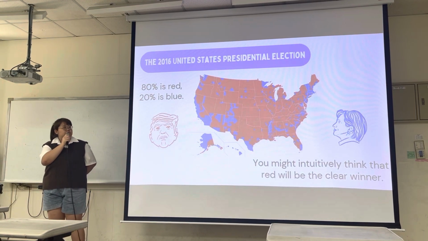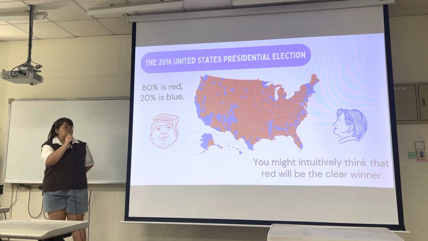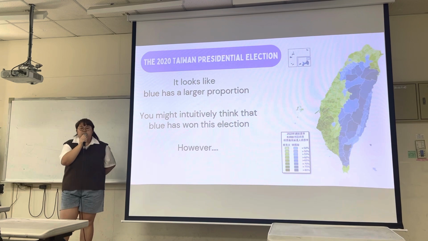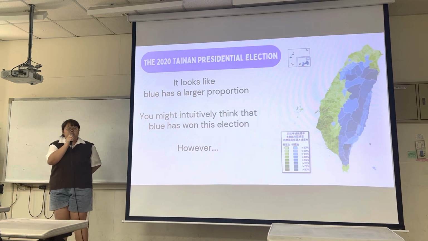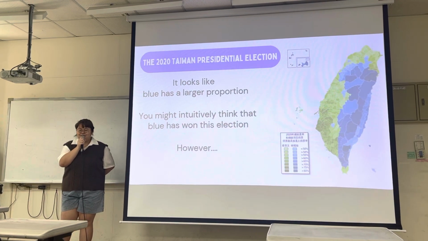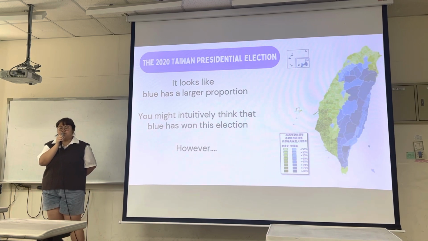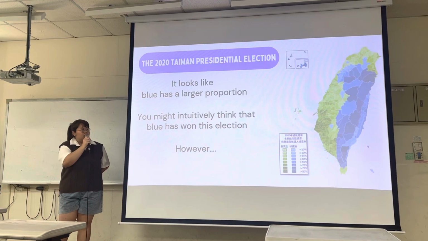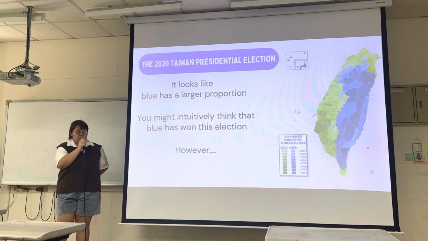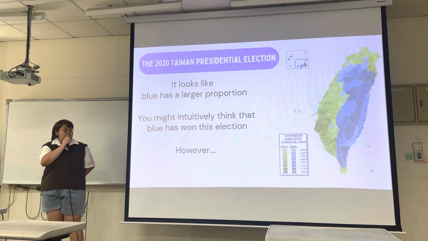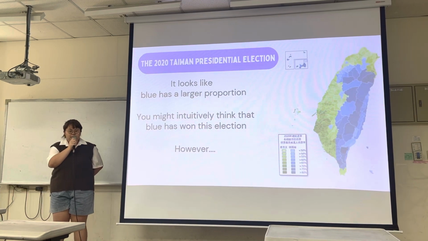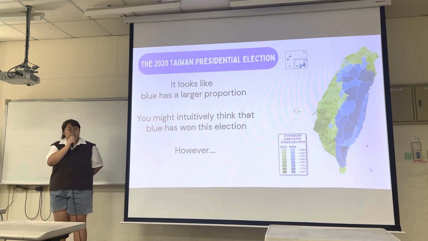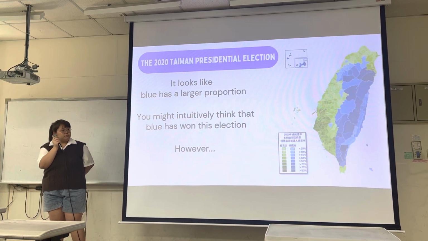The same situation occurred during Taiwan's 2020 presidential election. The supporters of Han Kuo-yu were in the eastern part of Taiwan and the Central Ridge, which covered a large area but have a low population density. On the other hand, the supporters of Tsai Ing-wen were in the western part of Taiwan and the 6 municipalities. So in reality, Tsai has more supporters.